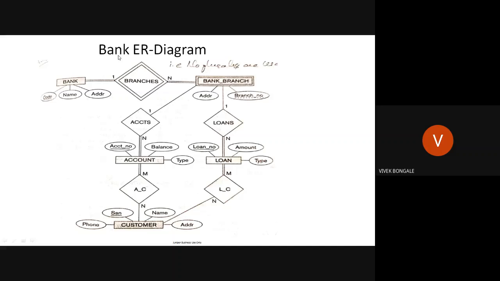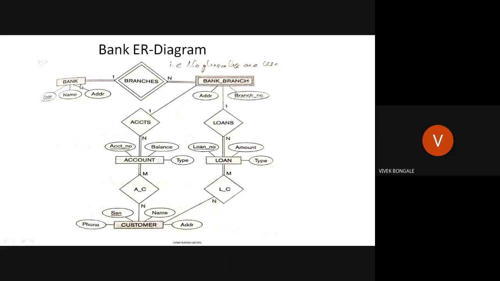While constructing any ER diagram, in the examination or for regular databases, we need to take a minimum of 5 entities. Here, bank is one entity, bank branch is the second, account is the third, loan is the fourth, and customer is the fifth. So for this ER diagram, we have taken 5 entities. Between these 5 entities, we have to build the relationships.